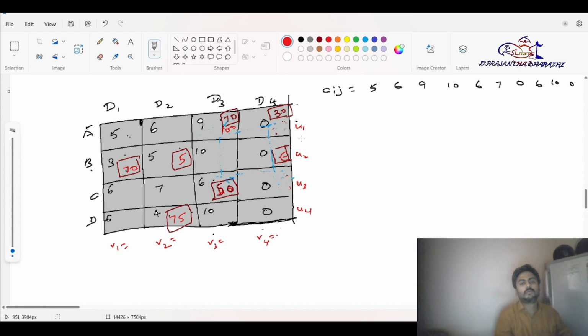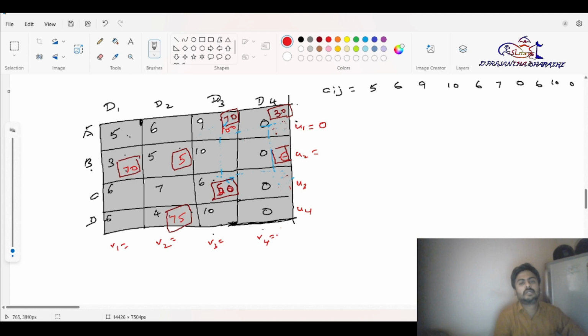Now you have to check with the maximum number of allocations. Once again I am going to choose the second row. The maximum allocations are in the first row also. So if possible, let us choose the first row, because it is the first row with the maximum number of allocations. So U1 equal to 0.